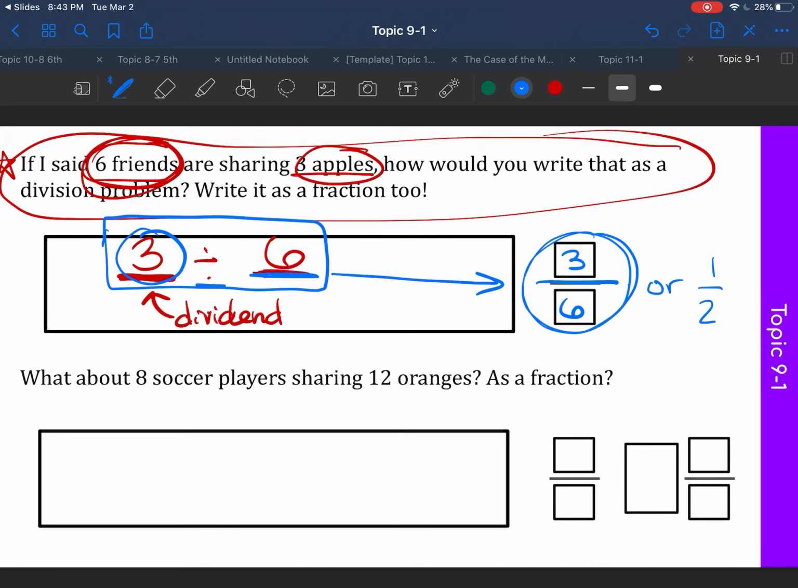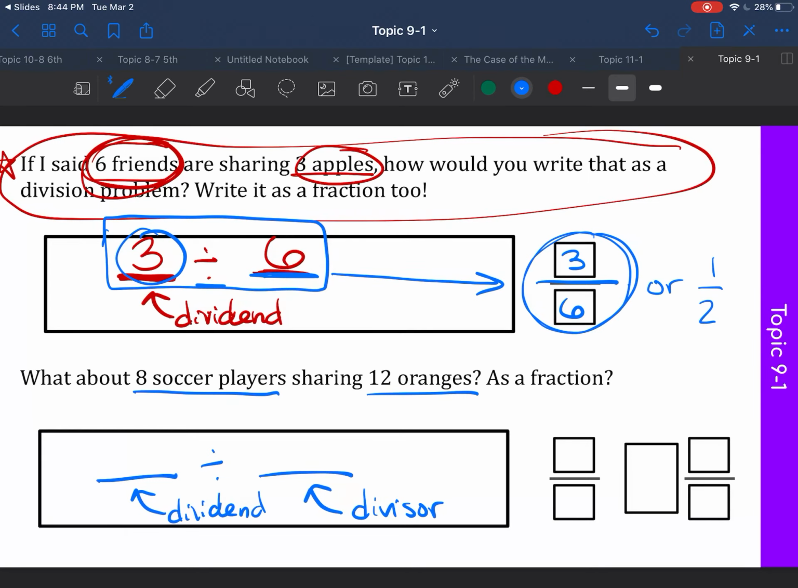All right. The next one says, what about 8 soccer players sharing 12 oranges? So for this problem, again, what is being shared? We have blank divided by blank. We have the dividend. And I didn't talk about this in the other one, but the dividend is what we're starting with, what's being split. And the divisor tells us how many sections to split it into. So this is the divisor.